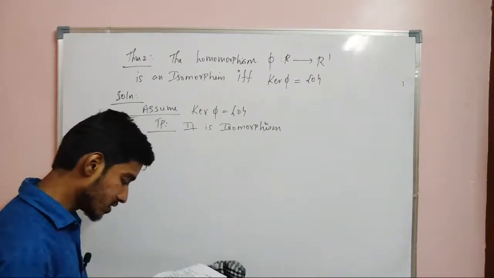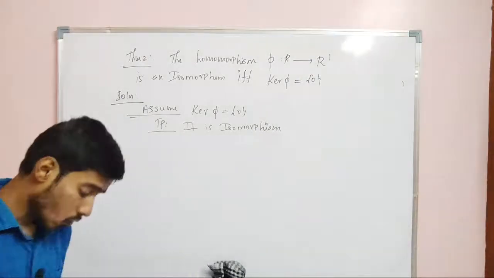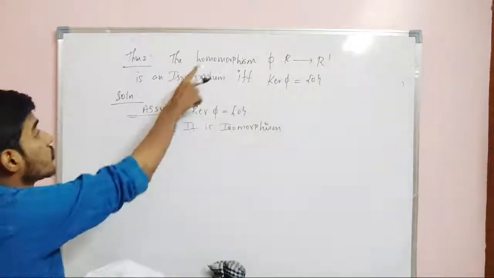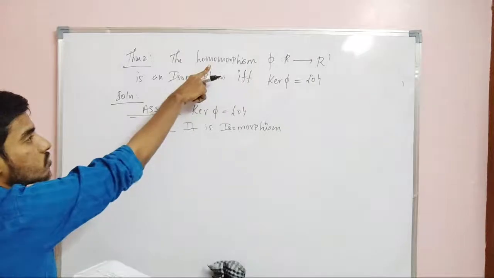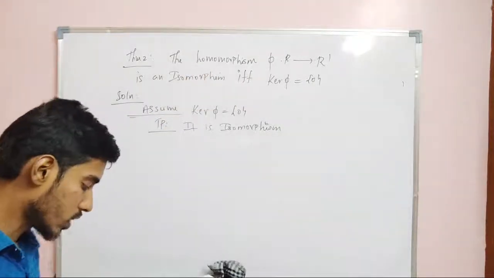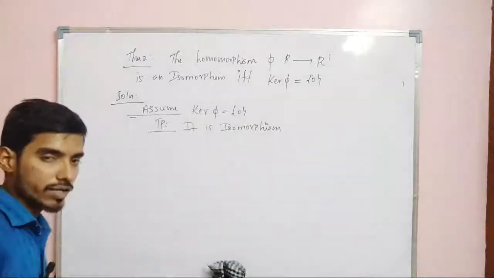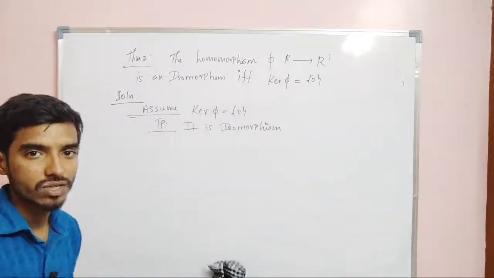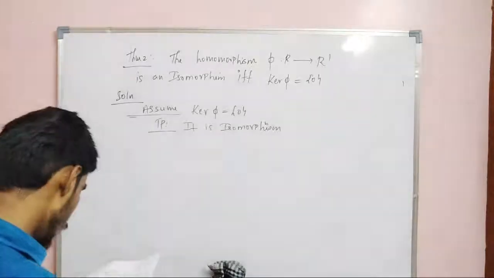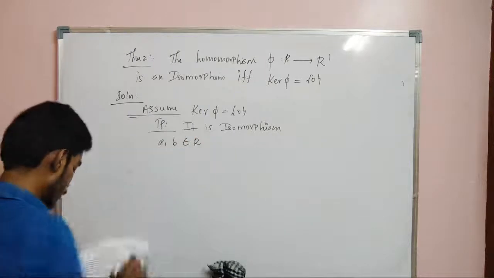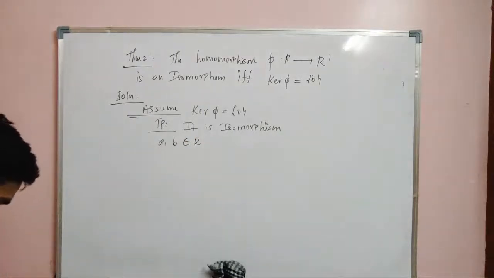For proving isomorphism, what we will do is we will prove that it is 1 to 1, right? We will prove that it is 1 to 1 because it is already a homomorphism. So for 1 to 1, what do we need to do? Phi of a is equal to phi of b means a has to be equal to b, right? Yes. Now let us take elements a, b in R.